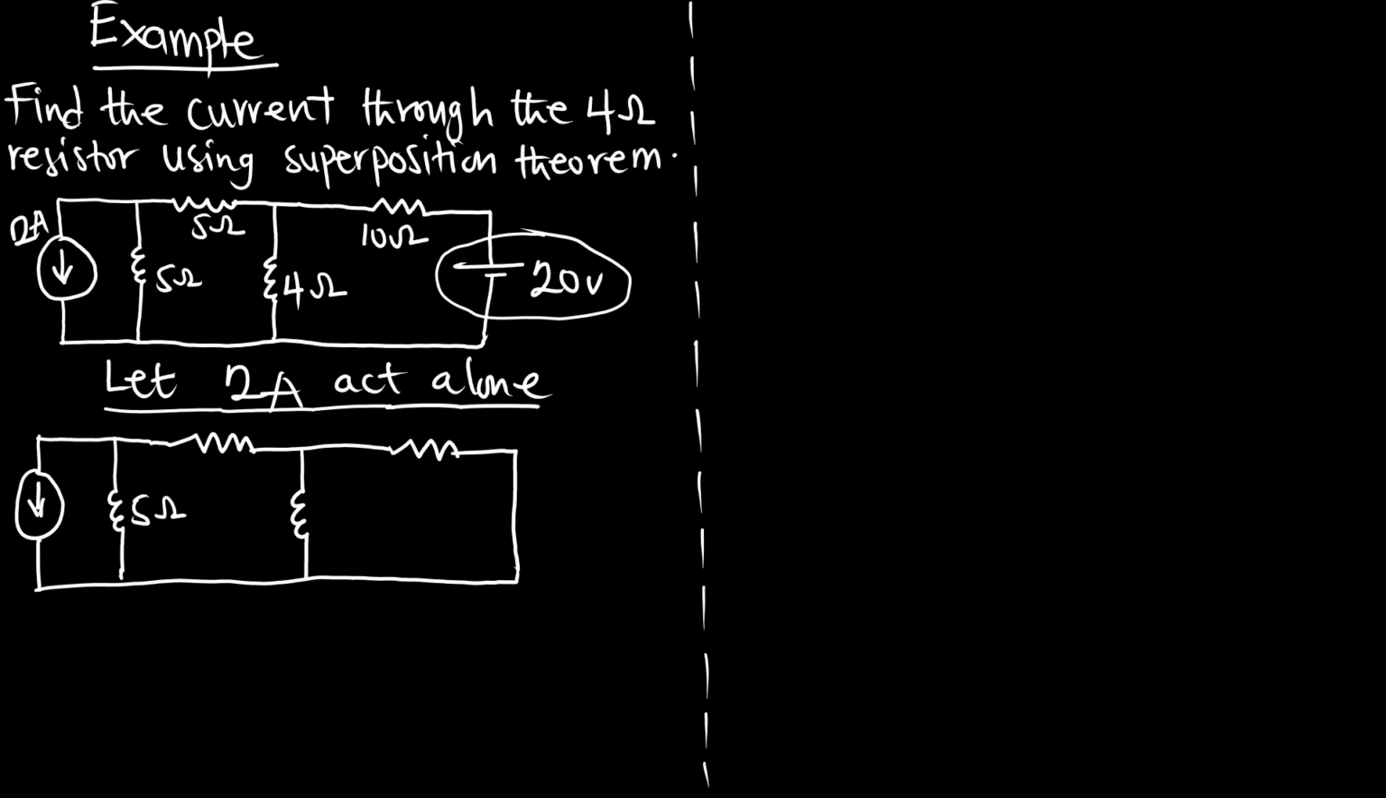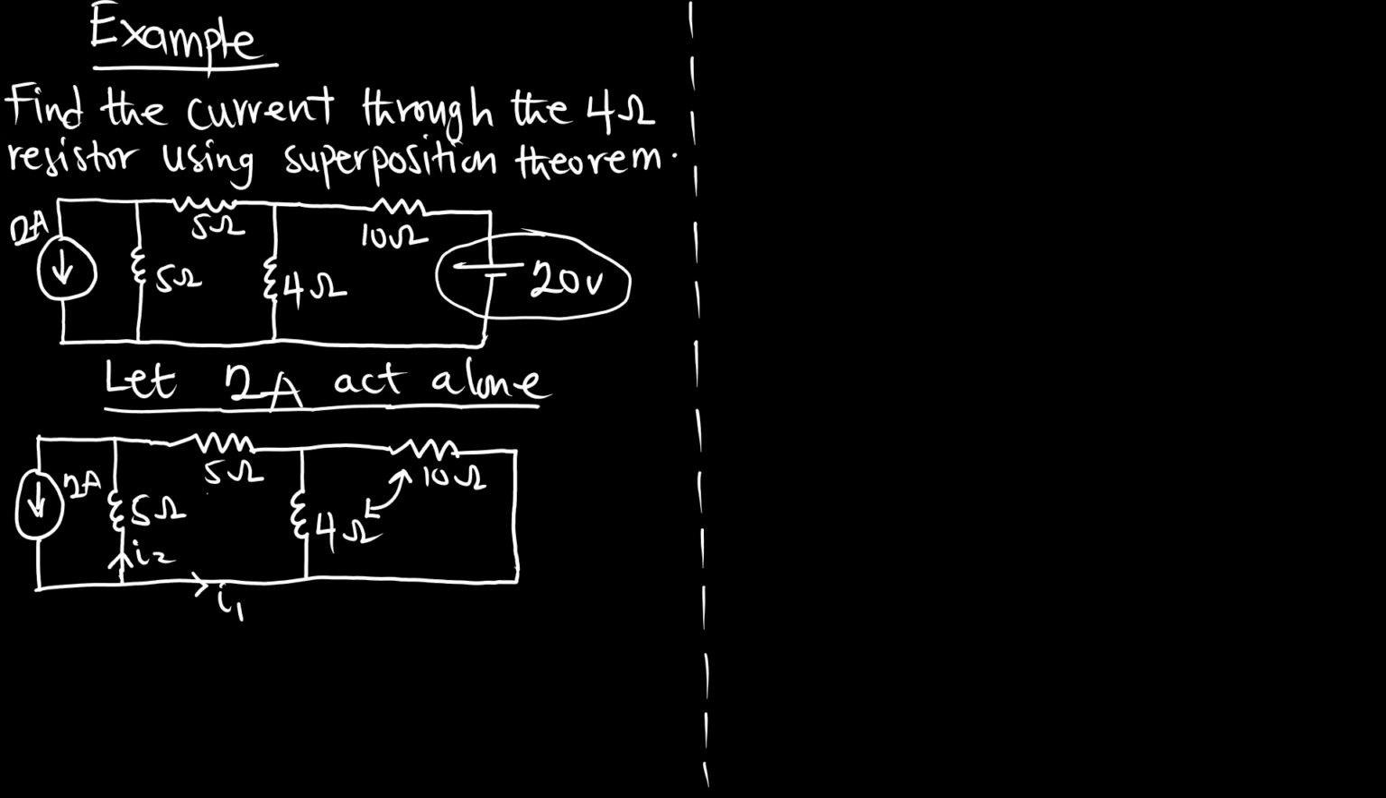This is 5 ohm. This is also 5 ohm. We have the 4 ohm resistor and this is the 10 ohm. This is our current source, 2 amperes. Right now we are interested in the current passing through the 4 ohm resistor. So with this, we are going to find the effect of these two resistors. They are parallel to each other. Remember, the current is going to split itself into I2 here and I1.